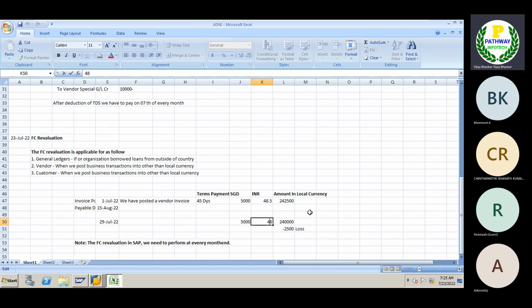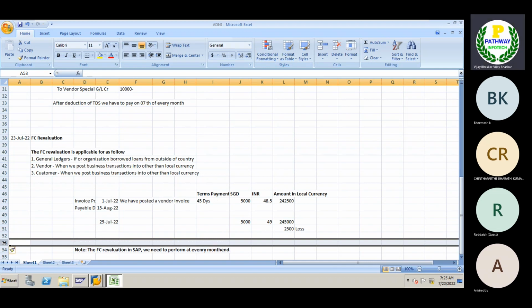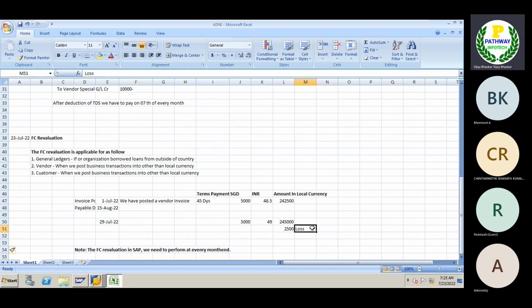Let's say, for example, I'll take 49 rupees. The value has been increased. If the value has increased, it is a loss for us. If the value is a reduction, it means it is a gain for us. Now this is the loss. To whom is it a loss? This is the loss for us.